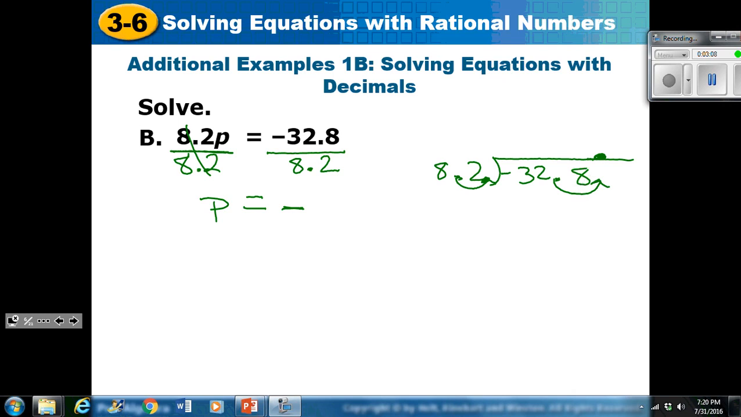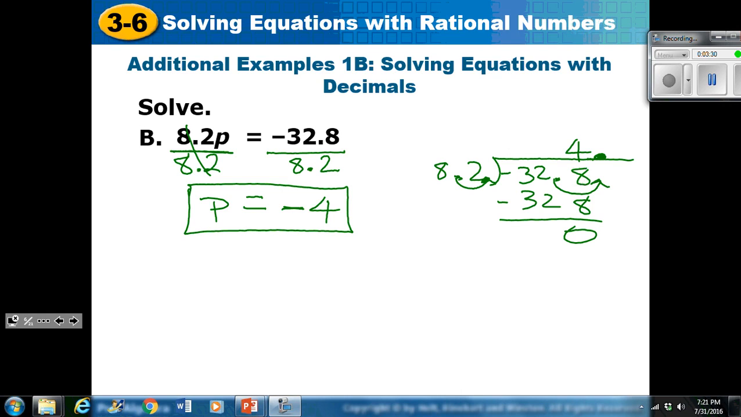And then 82 goes into 32.8 exactly 4 times. When you multiply that out, 4 times 2 is 8. 4 times 8 is 32. You have nothing left, so it's exactly 4. So p equals negative 4. There's our answer. I'm going to show you the check again.